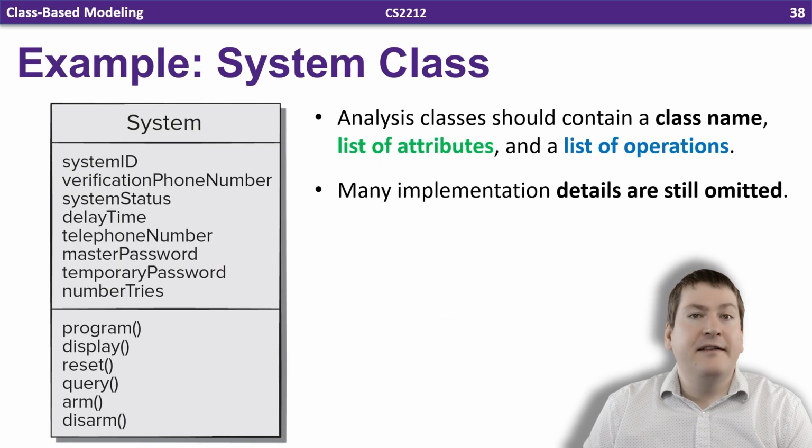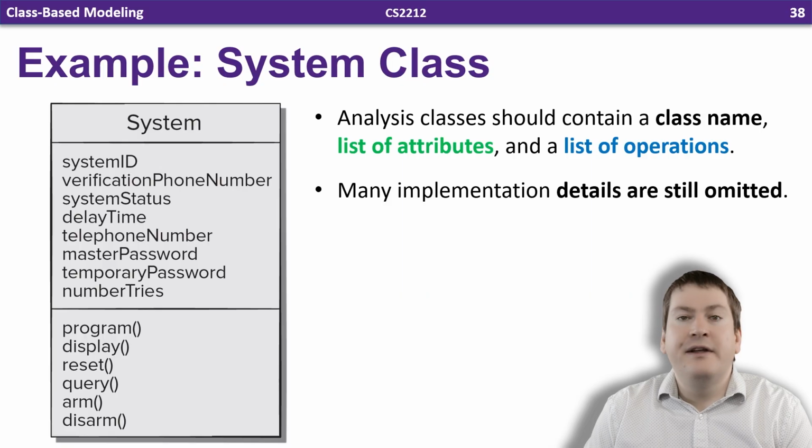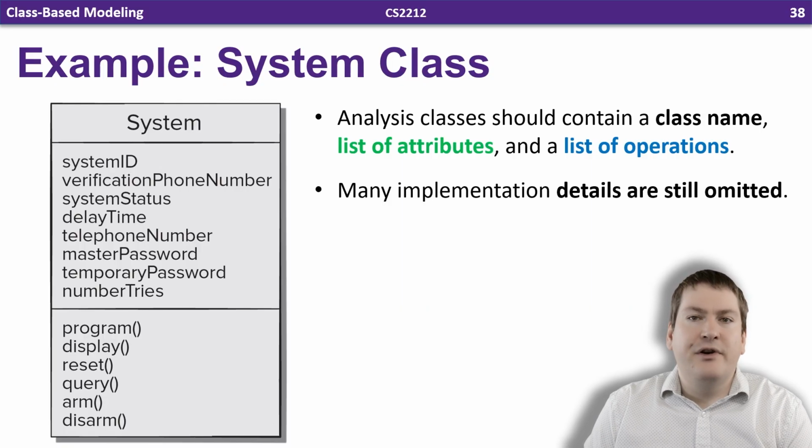This is one of the analysis classes we identified earlier when we did our grammatical parse for nouns. When we describe an analysis class, the most important information to detail is the class name, list of attributes, and a list of operations. Implementation and technical details are omitted at this point. Not all required attributes and operations are listed. Attribute types, parameter types, return types, and etc. may not be listed yet.